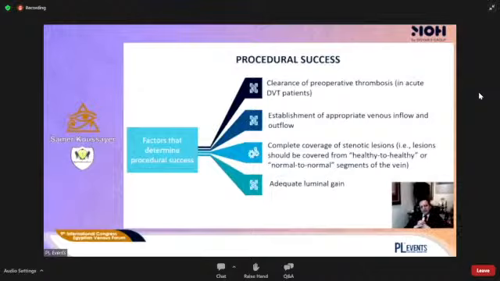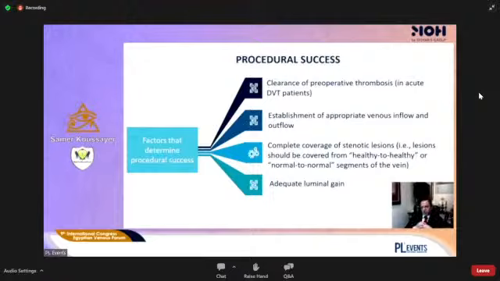So what are the factors that determine the procedure success? Clearance of the preoperative thrombosis. If you have an acute DVT patient, be sure you clean all the clot from the venous system, because the more clot you leave, then you have to stent it. You have to put more stent. The more stent you put, you end up with more trouble.